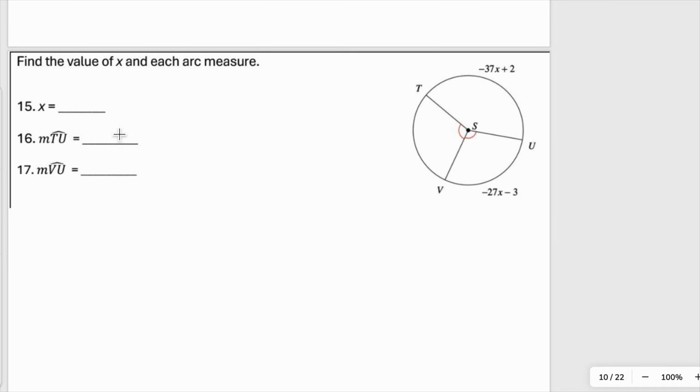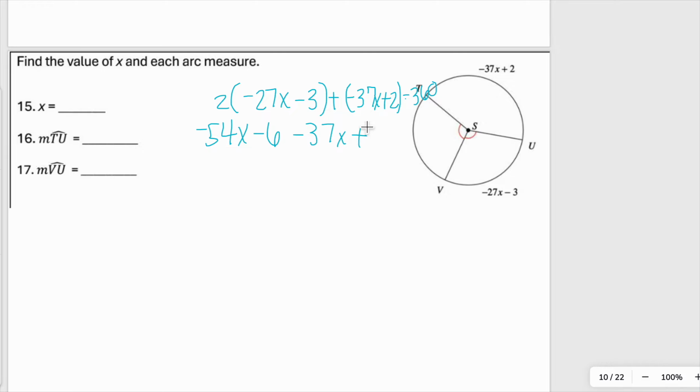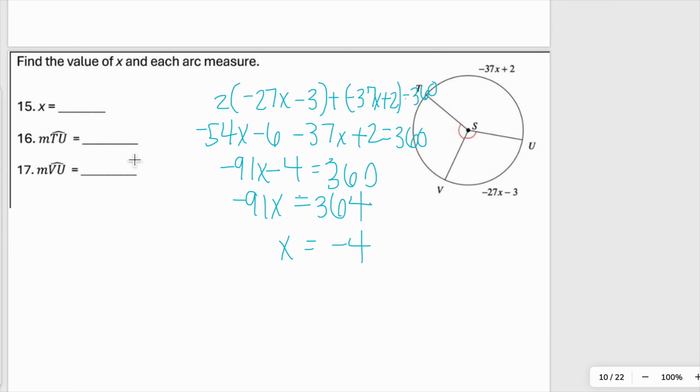Finding the value of x in each arc measure. So what we do know about this circle is that we have 2 matching arcs. So I'm just going to take 2 times negative 27x minus 3 and add that to negative 37x plus 2 and set it equal to 360. So 2 times negative 27, that'd be negative 54x minus 6 minus 37x plus 2 equals 360. Adding my x's together, I get negative 91x minus 4 equaling 360, or negative 91x is equal to 364 when you add that 4 on both sides. So x is going to be equal to negative 4.